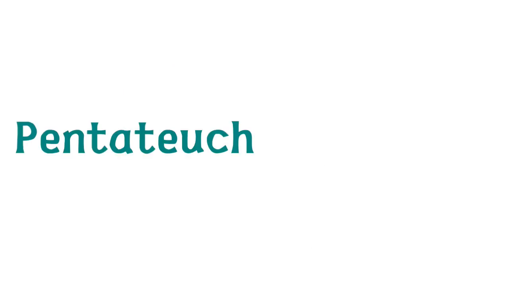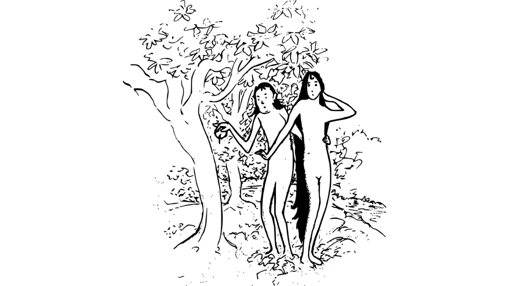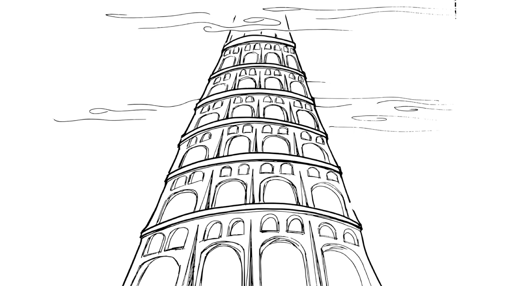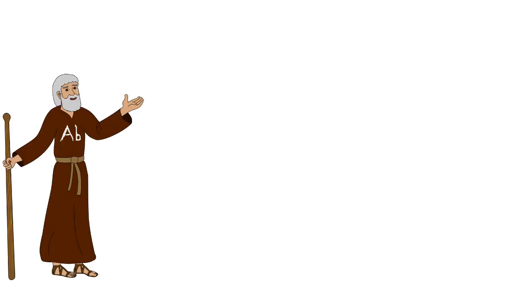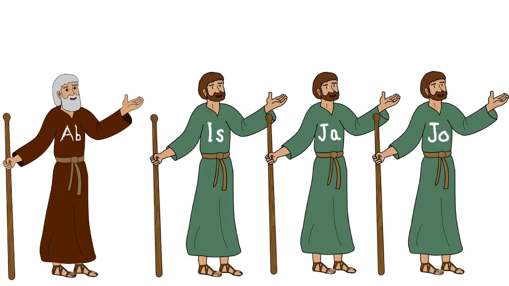The first part has 5 books: Genesis, Exodus, Leviticus, Numbers, and Deuteronomy. It is presumed that Moses wrote them. In Genesis, there are famous stories that even non-Christians might know, such as the stories of Adam and Eve, Noah's Ark, and the Tower of Babel. The stories of the Israelite ancestors, starting with Abraham, Isaac, Jacob, and leading to Joseph, are included here too.